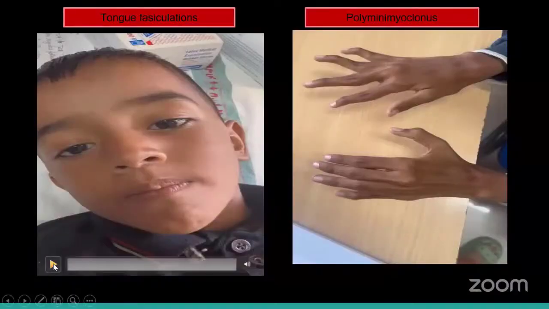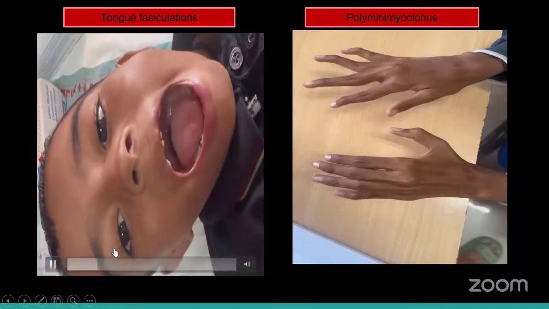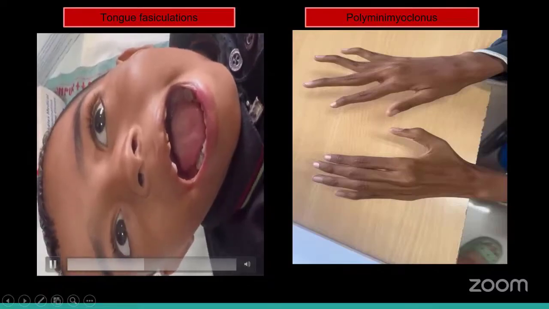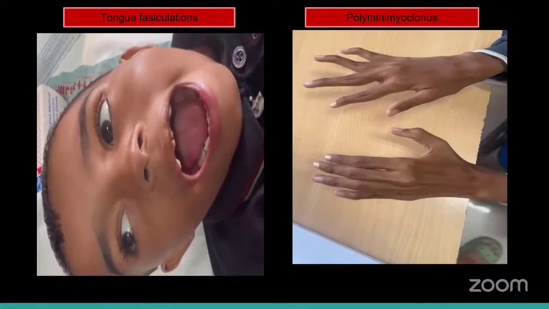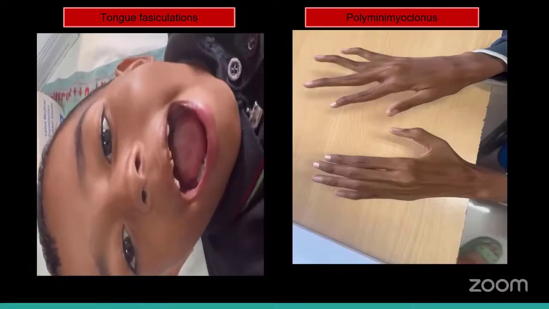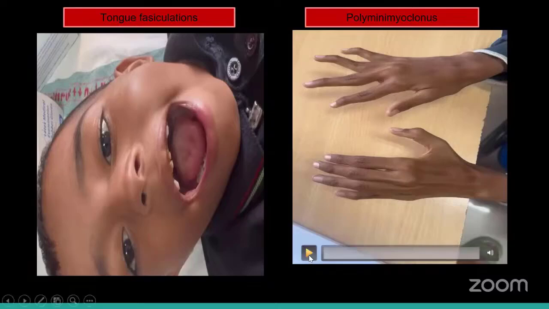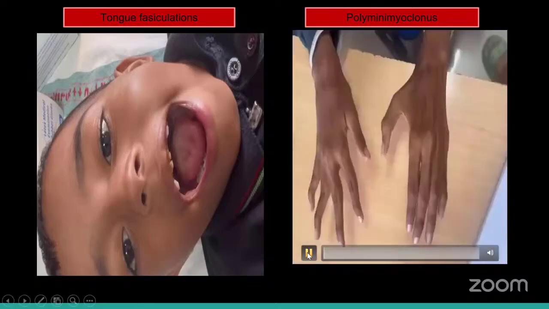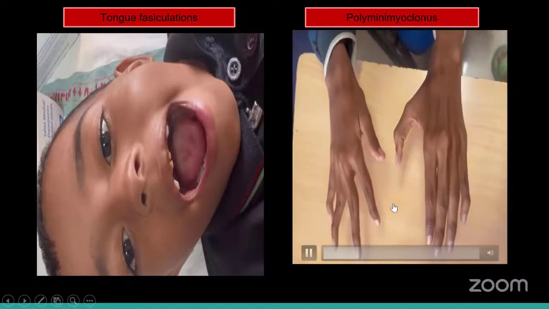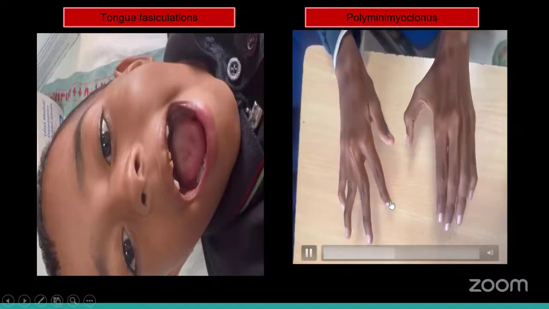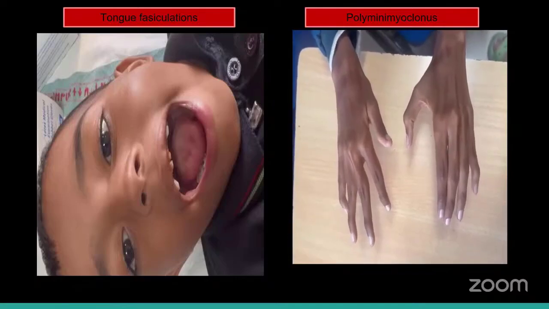These are the classical signs, just for the students in the audience. Even if you are not able to appreciate the fasciculations, just remember that when you examine the tongue, it should not be protruded, and the child should not be crying at the time of examination. Otherwise, you will have a pseudo-fasciculation appearance. In older children, fasciculations are sometimes absent, and hand tremors, polyminimyoclonus, are the clue. It is also a type of fasciculation which you find in your distal muscles.